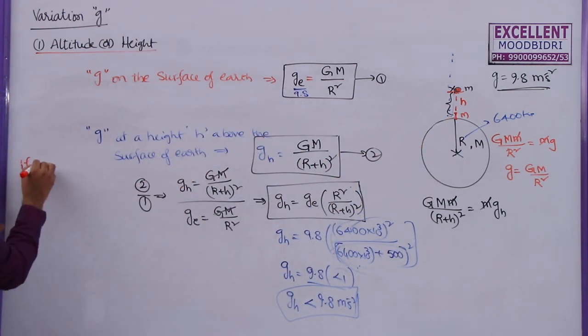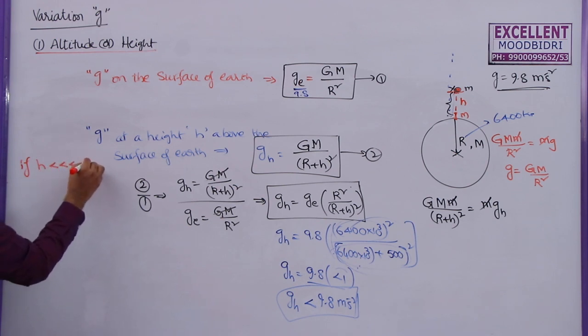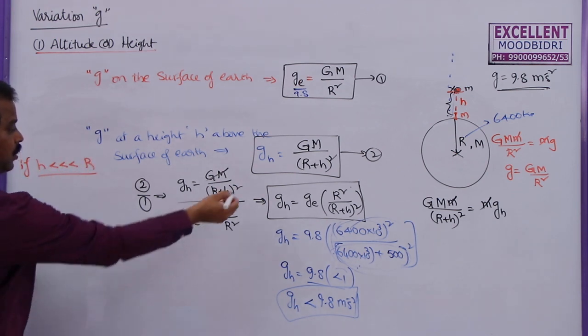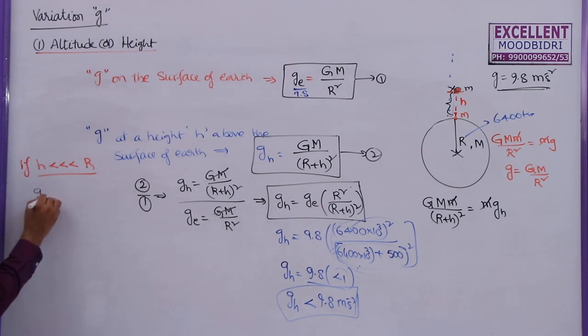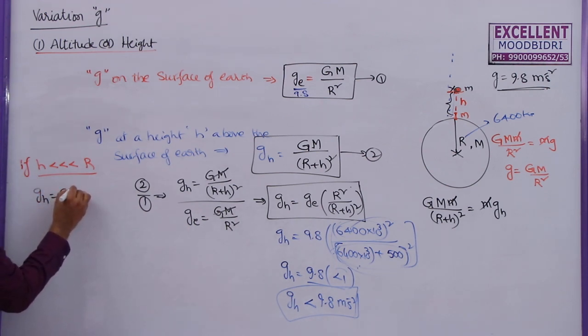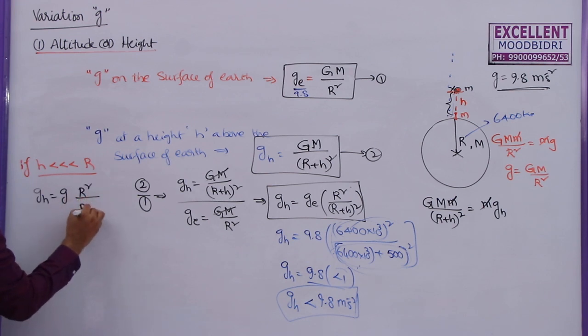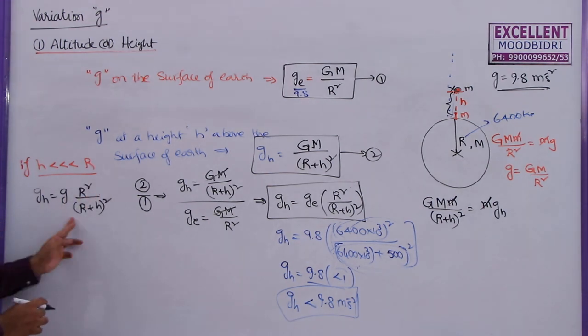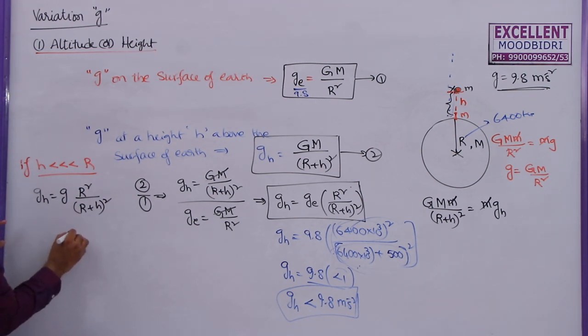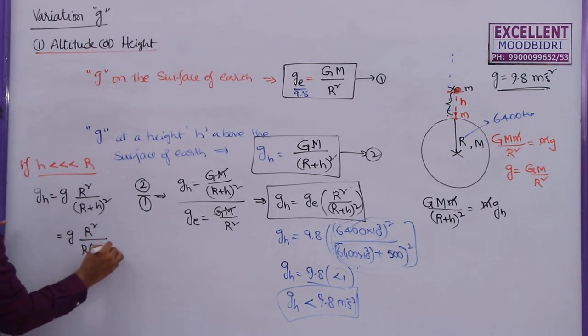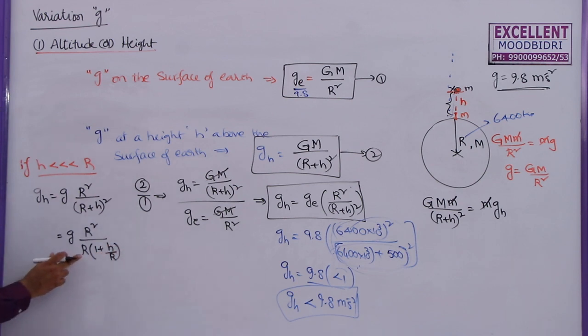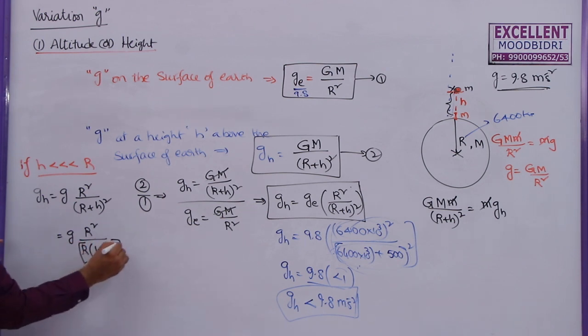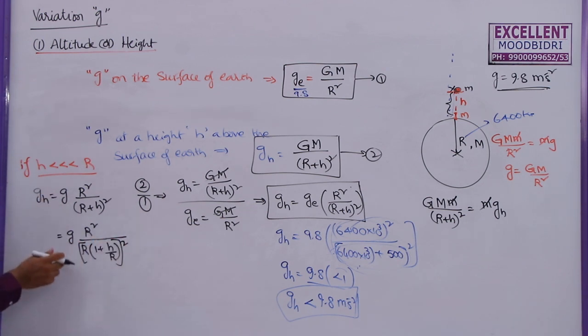So if h is very small, much lesser than r, then what is the condition here? Let me take the same formula: gh is equal to G into R square by (R plus H) whole square. This equation can be written like this: G into R square by, if you take R common, R into (1 plus H by R) whole square. So these two are the same equations.